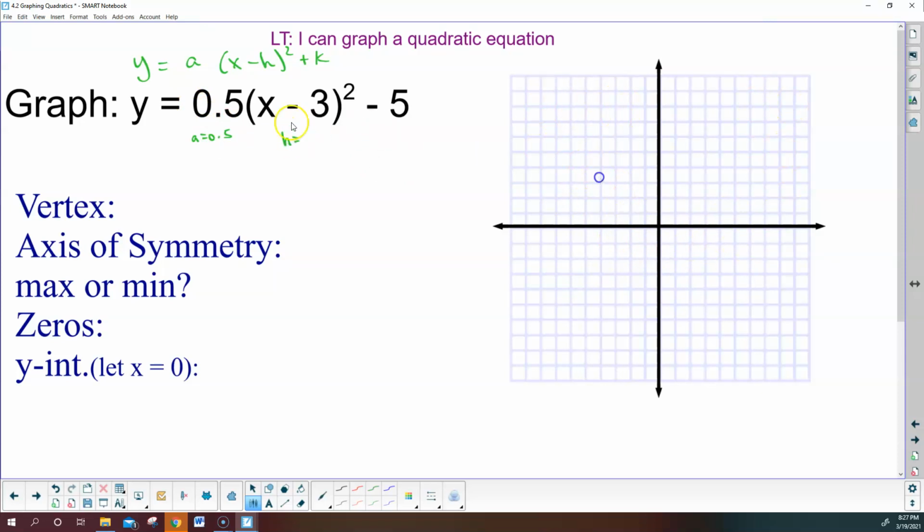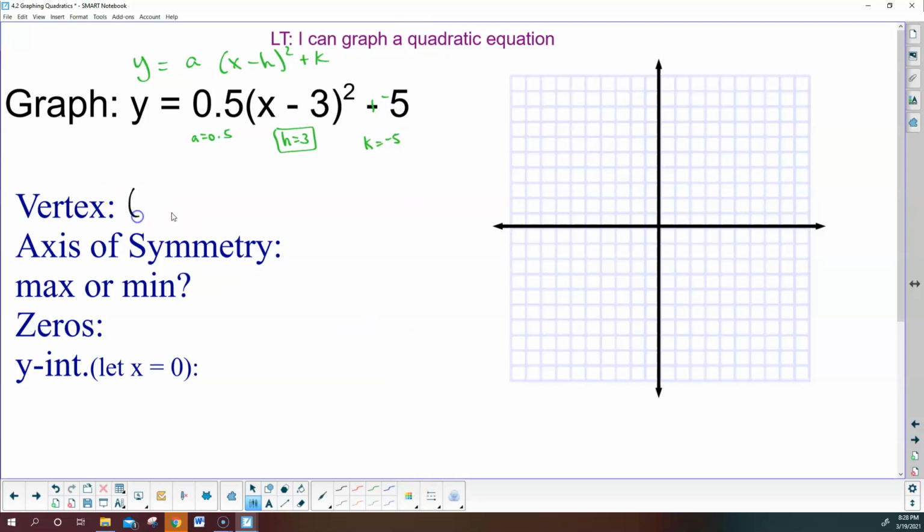My h value is opposite of what this reads, so I read it as x minus 3. That means h is positive 3. That's the one you have to be aware of. That negative sign is saying it's the opposite of h. And then your k is exactly what it says. This is plus k. So what I could do is make this a plus and that a negative, and that would tell me k would be negative 5.